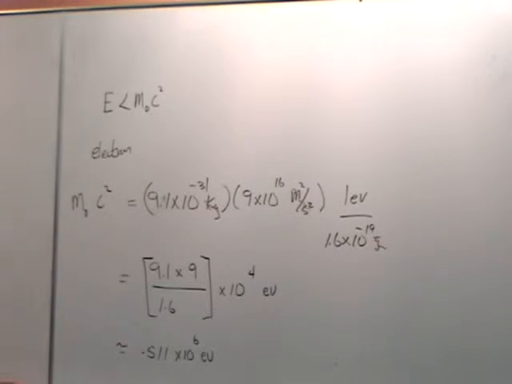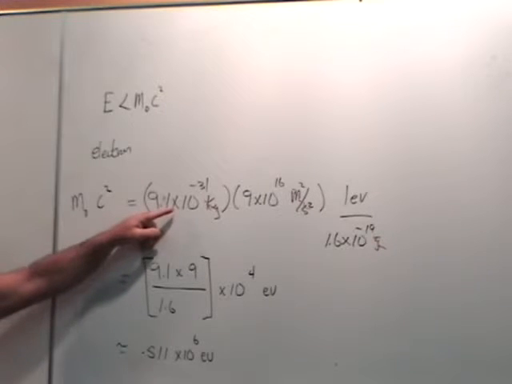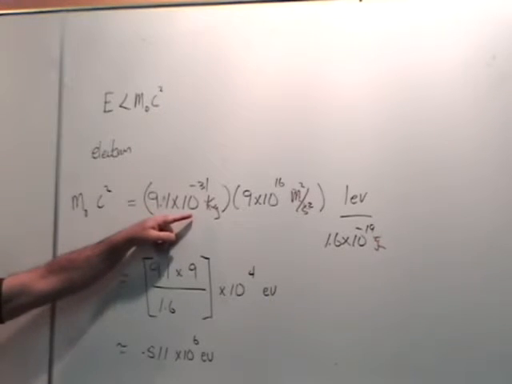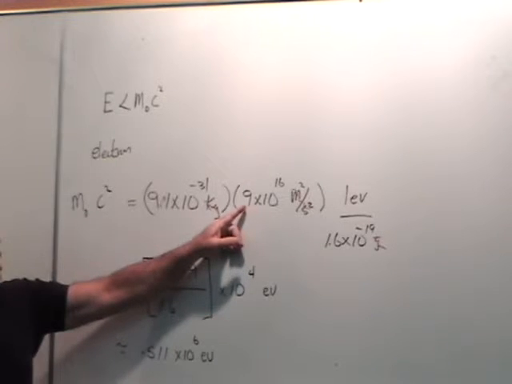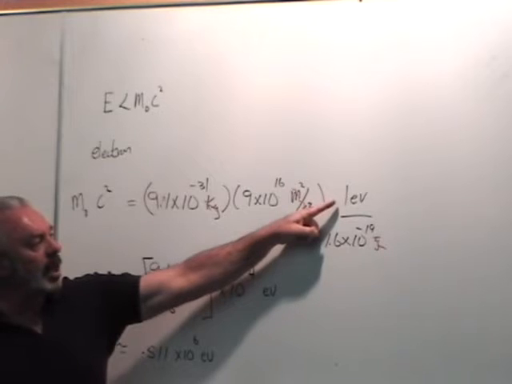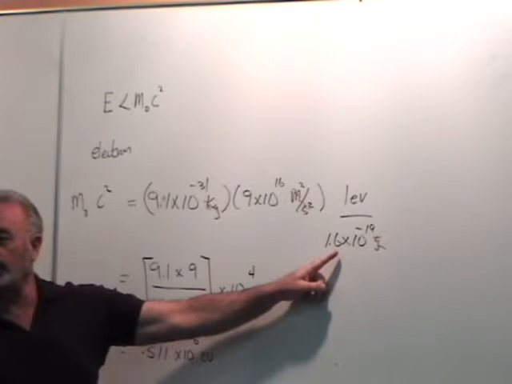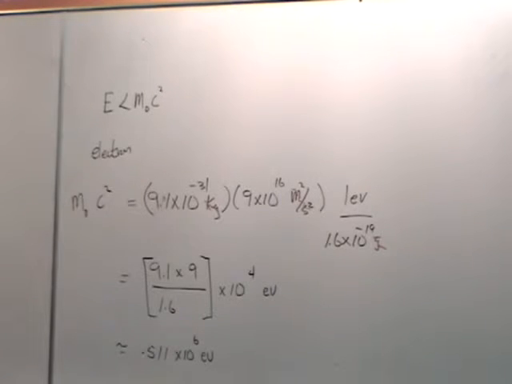Have the answer by now? M naught, like I say, I hope this is another familiar memory because it's a very important number. 9.1 times 10 to the minus 31 kilograms, that's the mass of the electron. The speed of light squared is 9 times 10 to the 16 meters squared per second squared. But we want electron volts, so we have to divide away joules. And I just quickly showed that the units work out nicely.